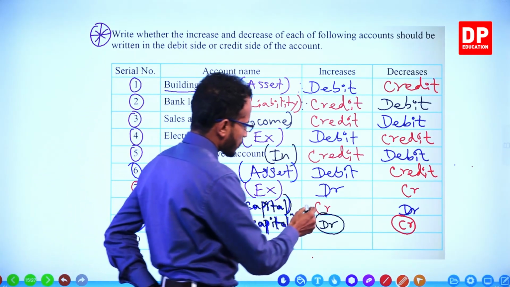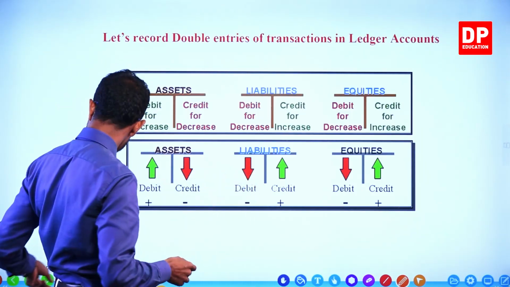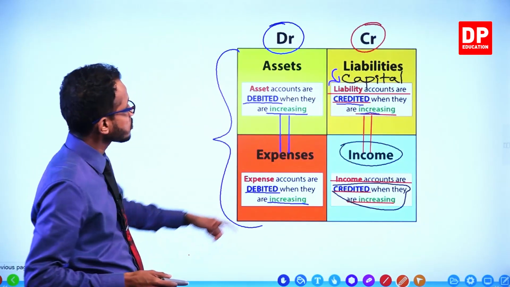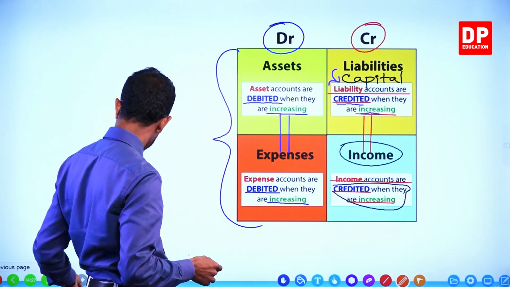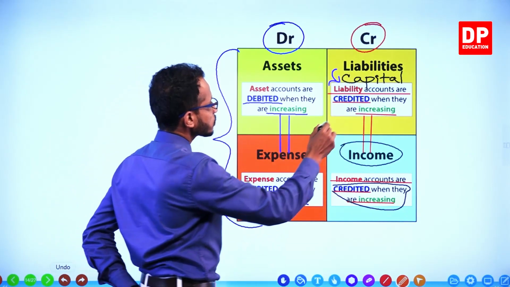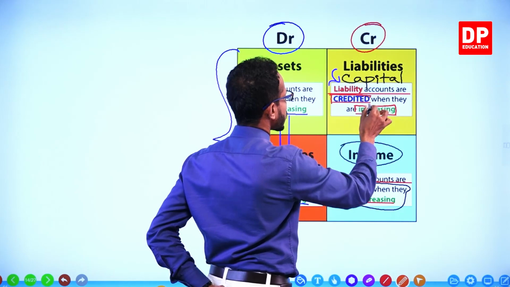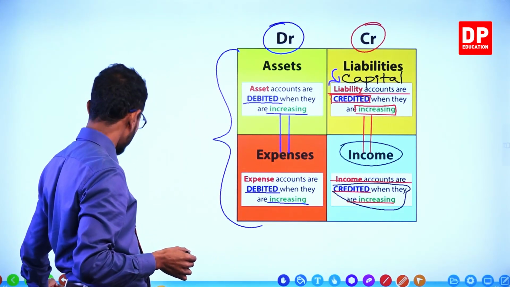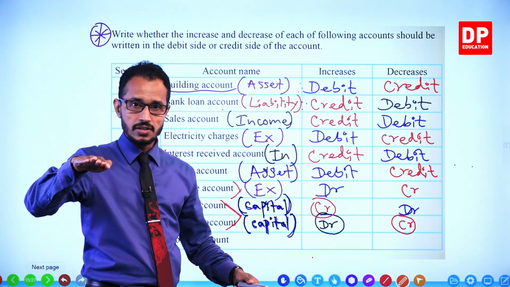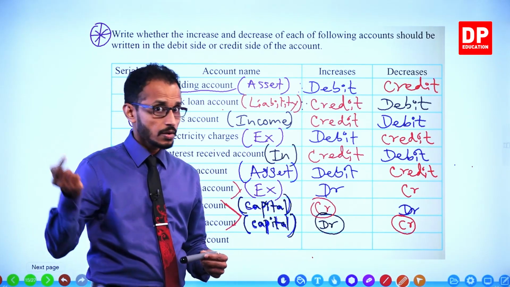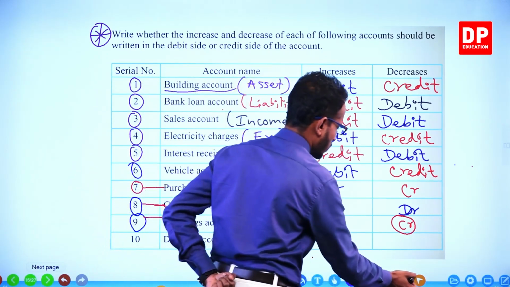But there is an exception here. Capital accounts are increasing credits. The problem is the drawing account acts differently. It acts differently. Increasing debit. Remember that. And we have finally the debtors account.